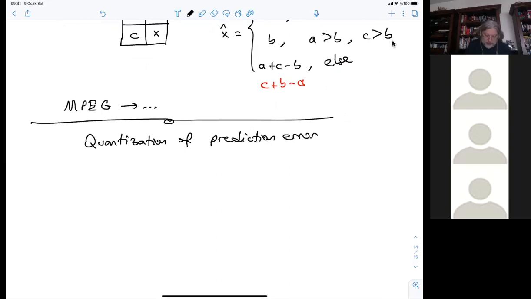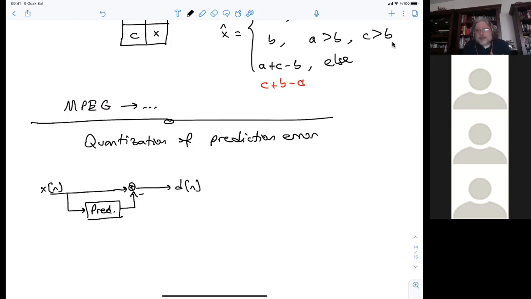Well, if you have a prediction like this here, a predictor is here, it's using the past samples, and it is subtracting from the current x of n, and what we will have is the prediction error. Let's call it D of n.